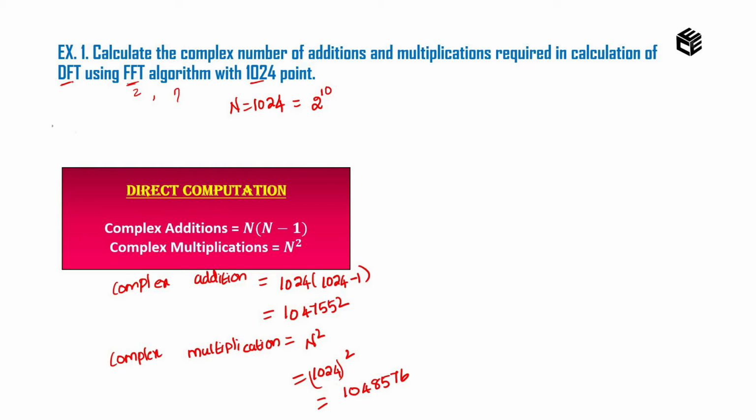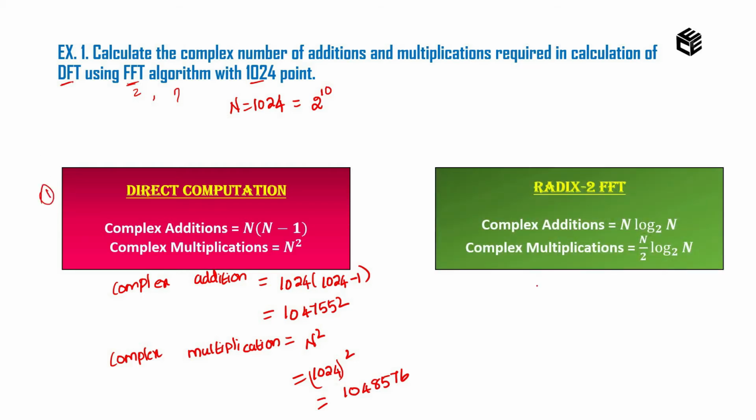So the DFT part is over. That is our first step. Now I'm going to find the FFT part. I know the complex addition formula for FFT. So the complex addition formula is equal to n log n to the base 2.